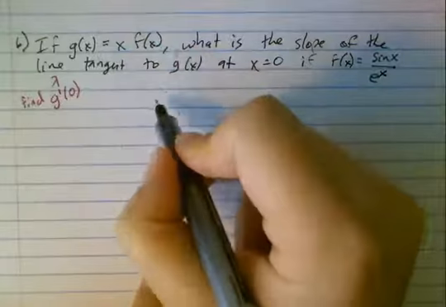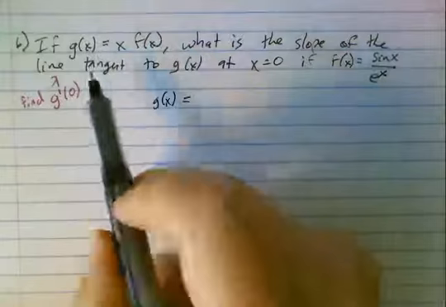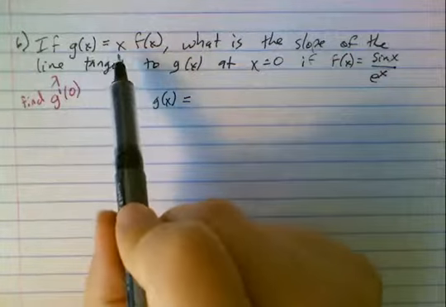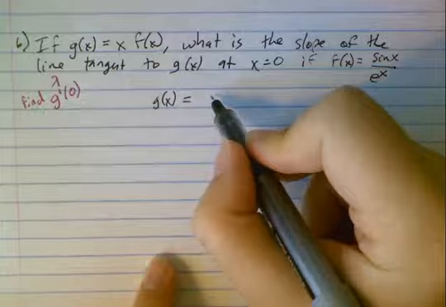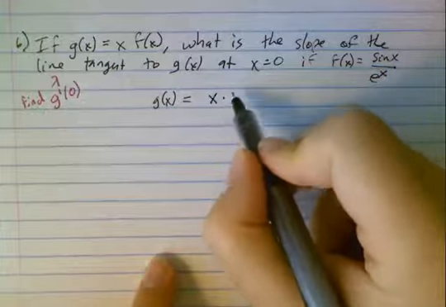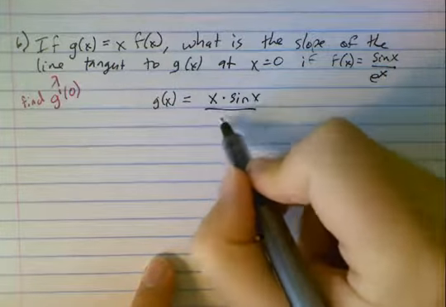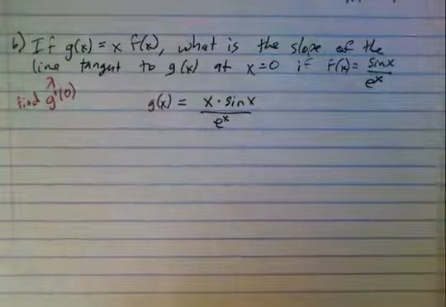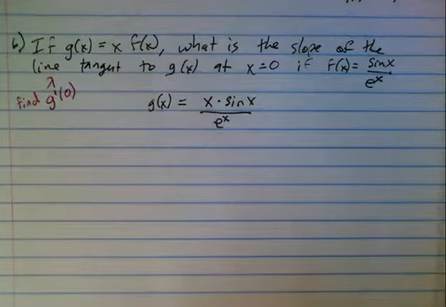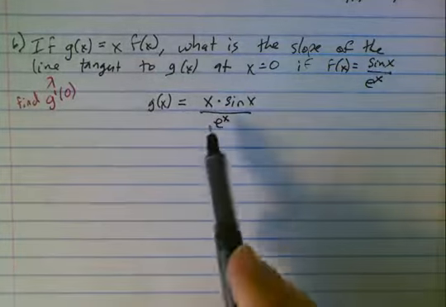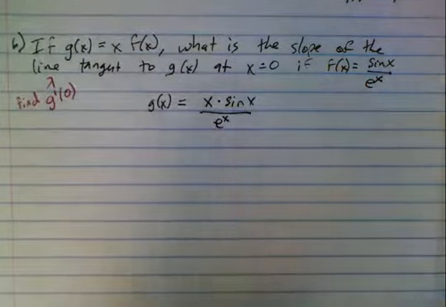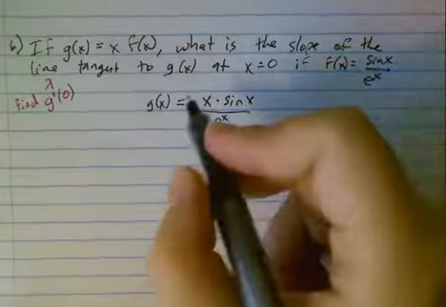So g of x, the really tricky thing about this is just make sure you read the problem. This is x times sine of x over e to the x. So we have both the product rule and the quotient rule going on. We could really, I think, do them in either order, but the way that I've written it out, the quotient rule is sort of the outside one. So let's go ahead and work with that first.